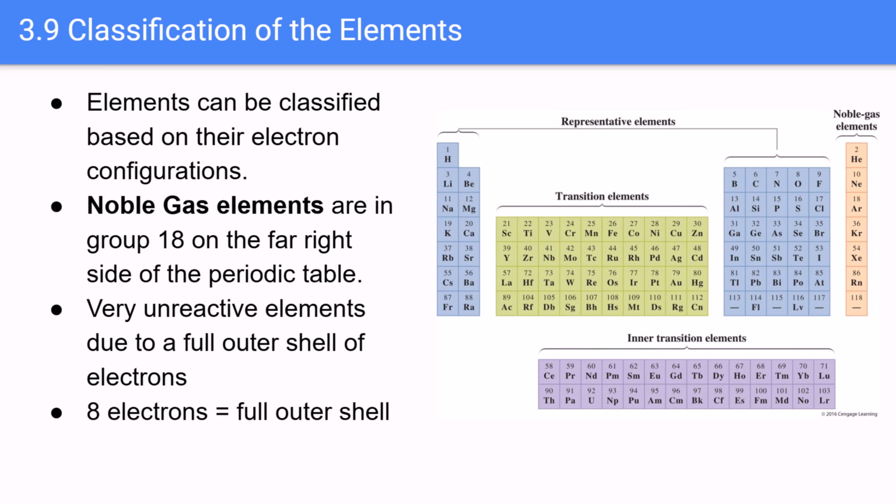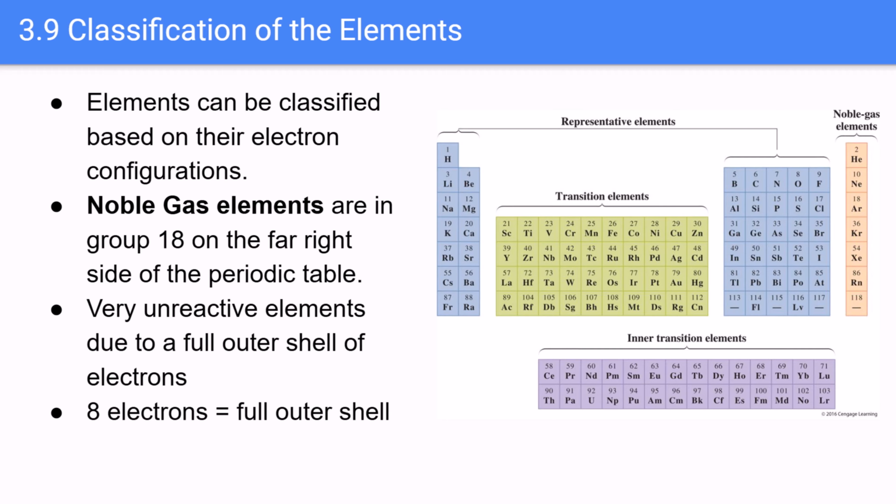So the last couple things I want to go through and discuss for this evening is that elements can be classified based on their electron configurations. That is, the information that we get from how many outermost electrons they have tells us what type of element it is. And I go back and talk about the noble gas elements that are on the far right-hand side of the periodic table. They're unreactive because they have a full outer shell of electrons.